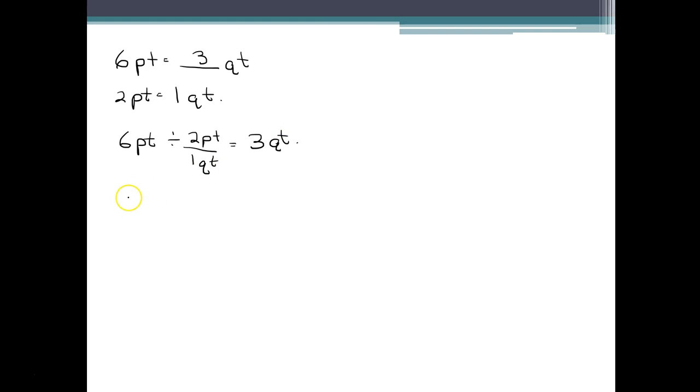Or set up your proportions. 6 pints is to X quarts. That equals, and then set up 2 pints is to 1 quart. That's your conversion factor. So one fraction, and when you do the proportions, one fraction is your problem, the other fraction is the conversion factor, and then solve for X. And again, you'll get X equals 3. So however you do it, you'll get the same answer.